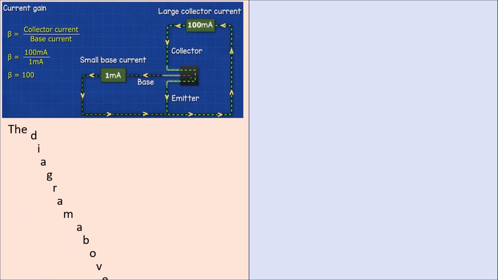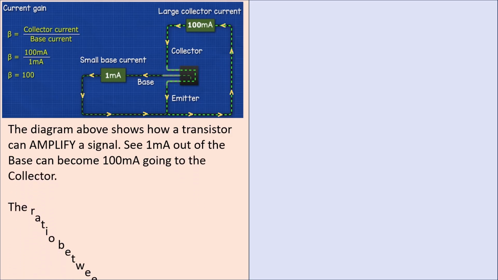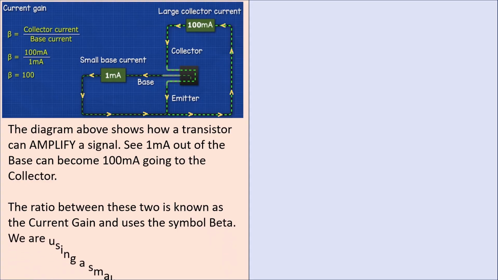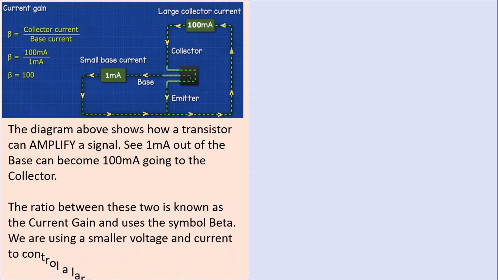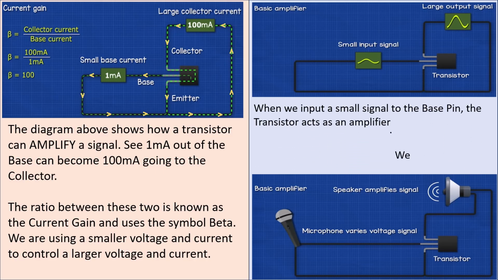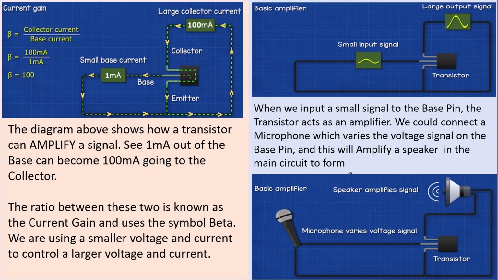The diagram above shows how a transistor can amplify a signal. See, 1 milliamp out of the base can become 100 milliamps going to the collector. The ratio between these two is known as the current gain and uses the symbol beta. We are using a smaller voltage and current to control a larger voltage and current. When we input a small signal to the base pin, the transistor acts as an amplifier. We could connect a microphone which varies the voltage signal on the base pin, and this will drive a speaker in the main circuit to form a basic amplifier.